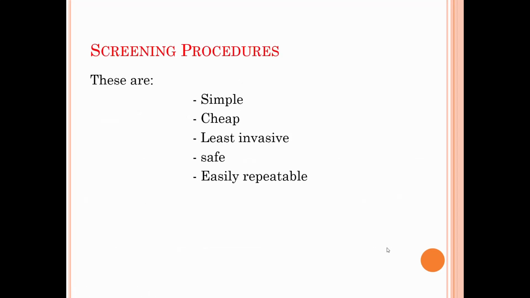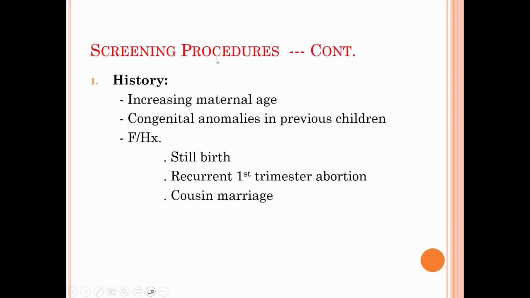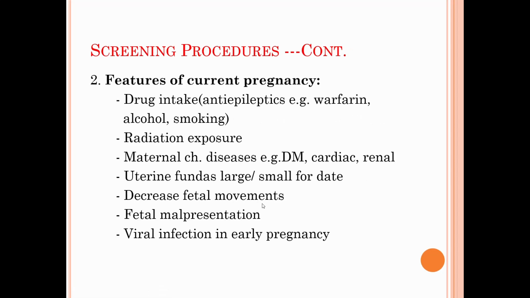Now, prenatal screening. Screening procedures are simple, cheap, least invasive, safe and easily repeatable. So screening procedures, first is history, where you are asking whether there is increasing maternal age, congenital anomalies in previous children, or family history of stillbirth, recurrent first trimester abortion, or cousin marriage, that is consanguineous marriage.